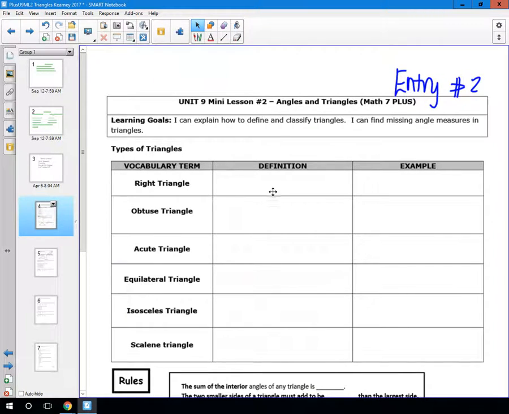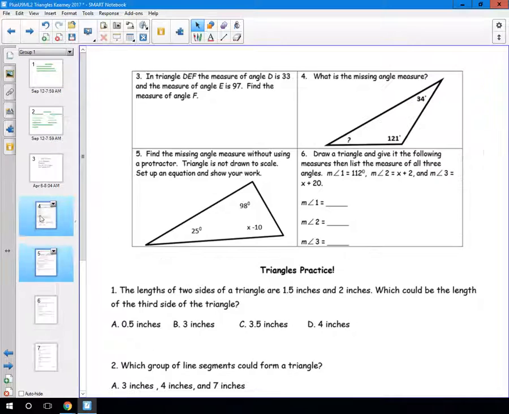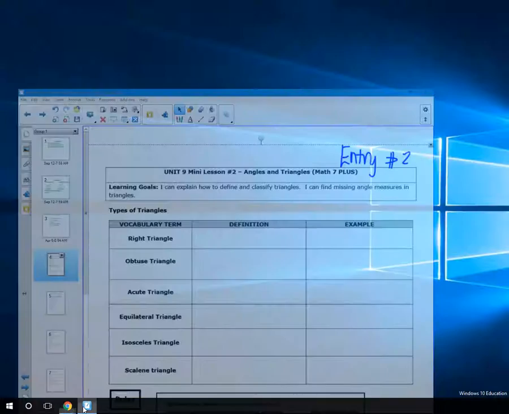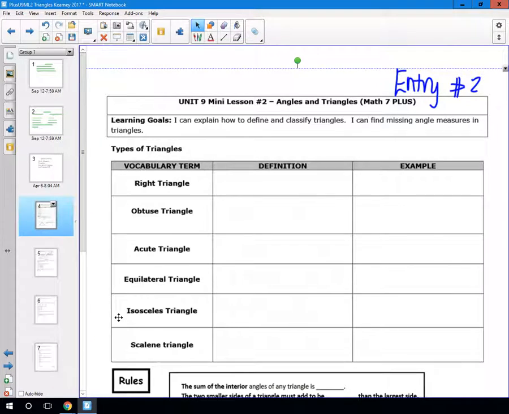Give me just a second. I have a little bit of technical difficulty here. Okay. We're going to pause just for a second and try to figure out what in the world is going on. So sorry, guys.